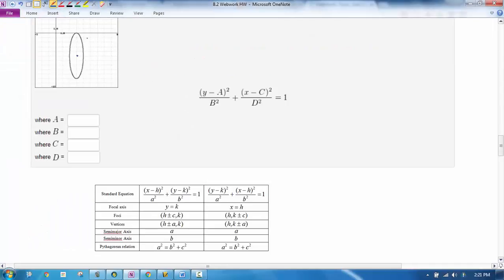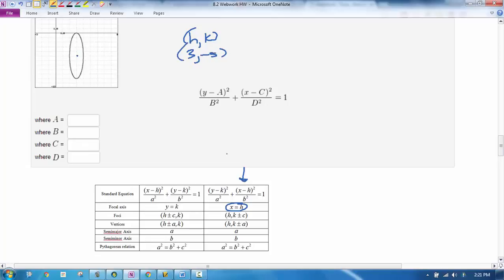Okay, the next one for me anyway is a vertical ellipse, so we know we're going to be dealing with this one here, the second column, where we have a focal axis that's vertical. And then the center, HK, looks like it's at 3, -5. So we can plug that in.